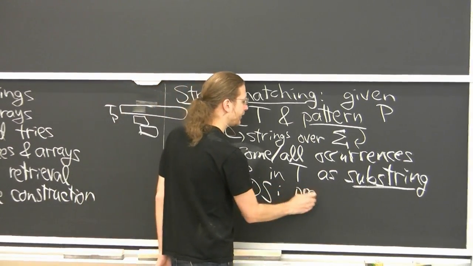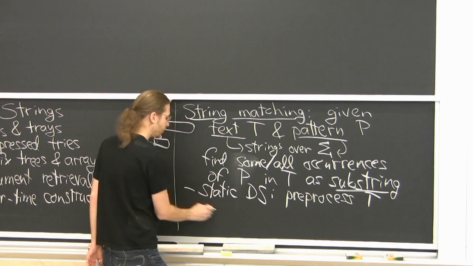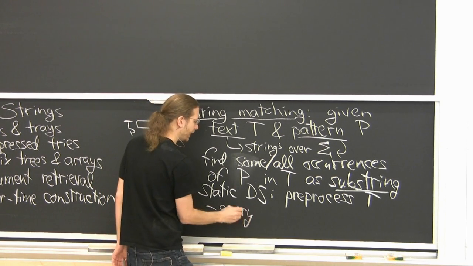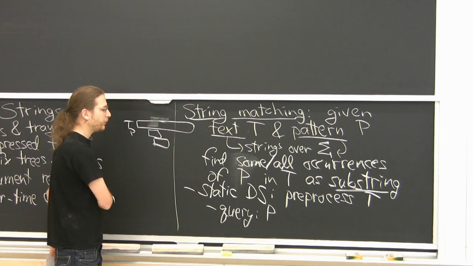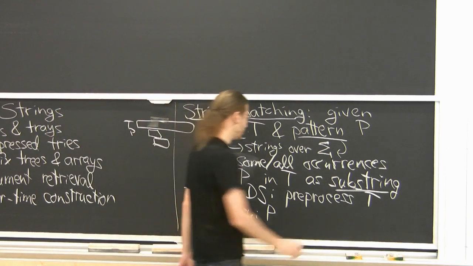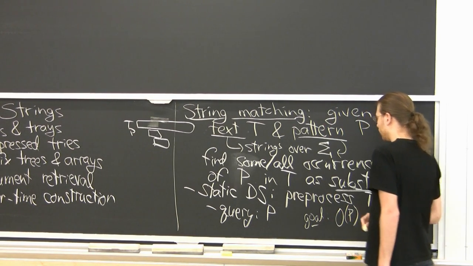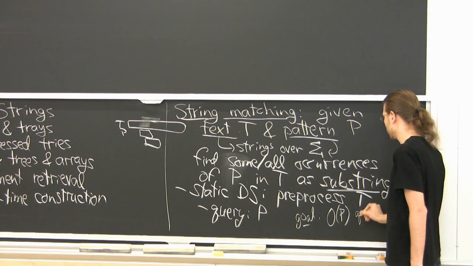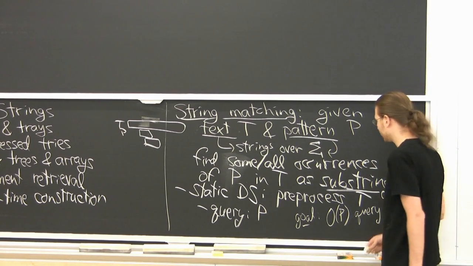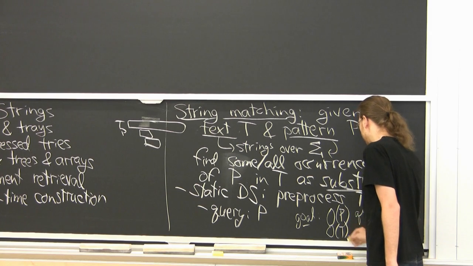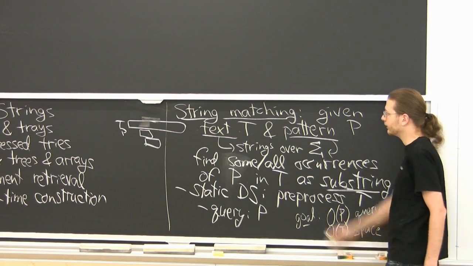So we're given the text up front, given T, and we want to pre-process T. And then a query consists of the pattern. So we imagine T being very big, P being not so big. And we'd like to spend something like order P time to do a query. That would be ideal, because you have to at least look at the query, and you don't really want to spend time looking at the text. You'd also like something like order T space. We don't want the space of the data structure to be much bigger than the original text.